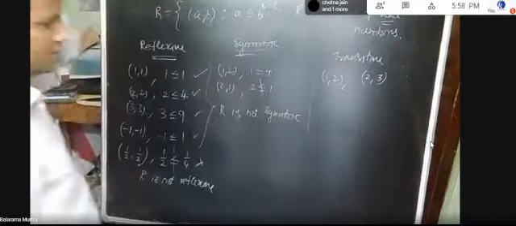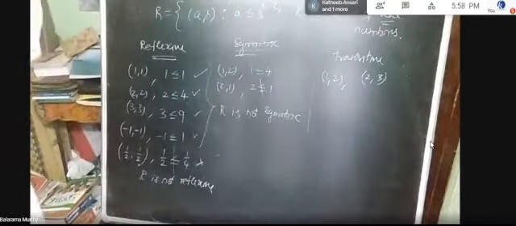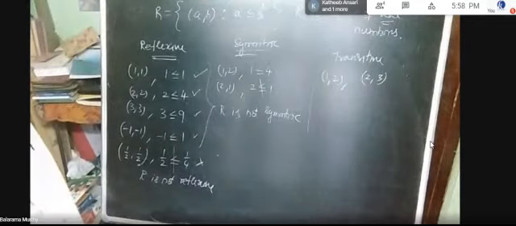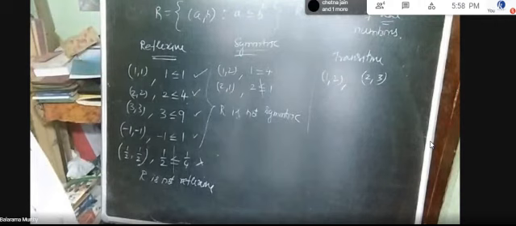Check (1, 2) and then (2, 3), which will satisfy. (1, 2): 1 is less than or equal to 4, (2, 3): 2 is less than or equal to 9, then 1 is less than or equal to 9. It satisfies.